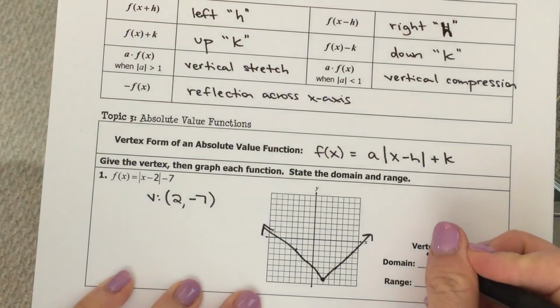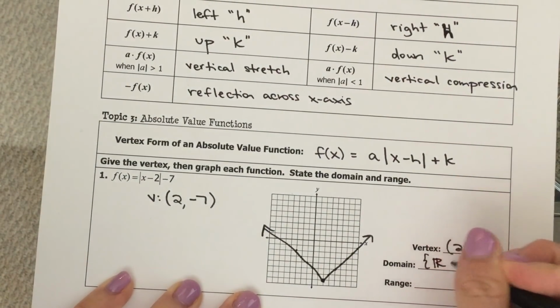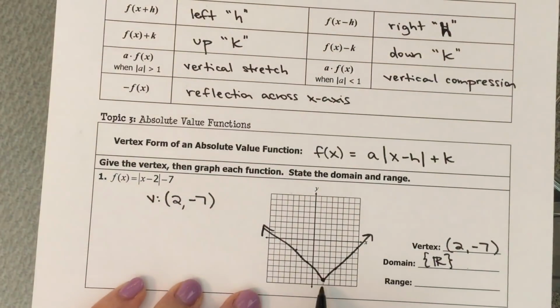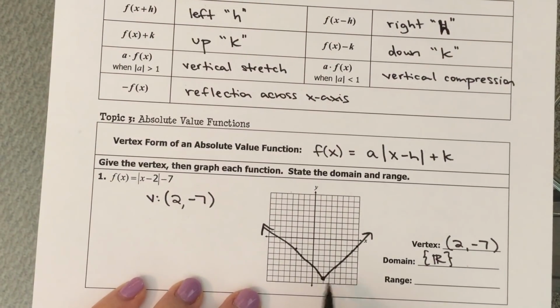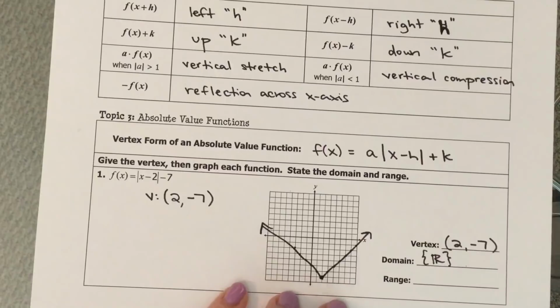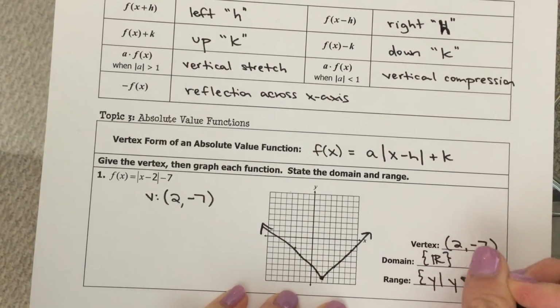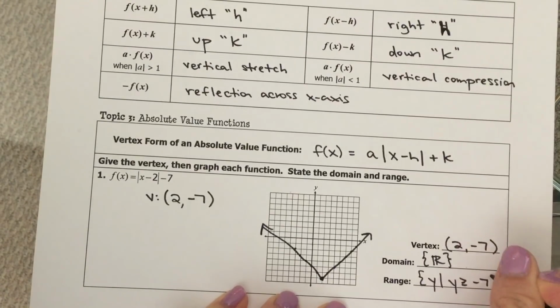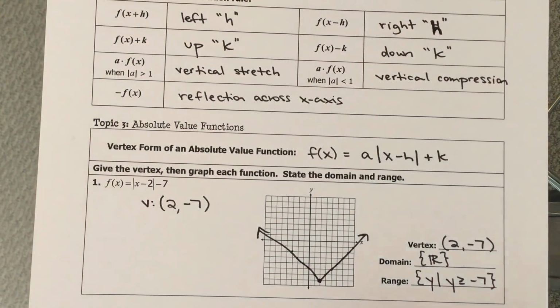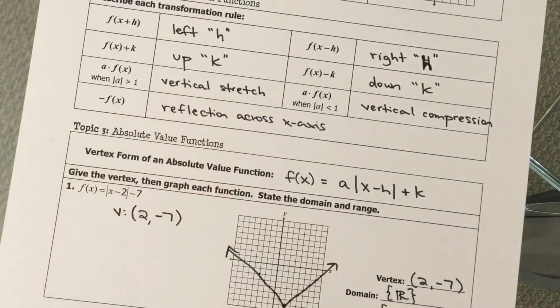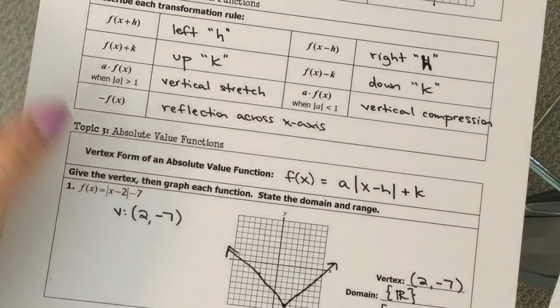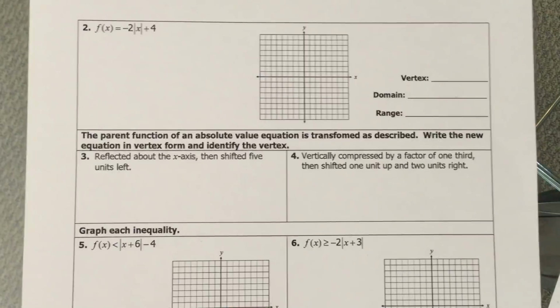Domain for every single absolute value graph is always all reals. And the range depends on what the y value for the vertex is. So the lowest possible point here is our -7, and it goes up from there. So we include all y values that are above or including the -7, which is our lowest point. All right, so that was our first one. We've got another one on the next page.